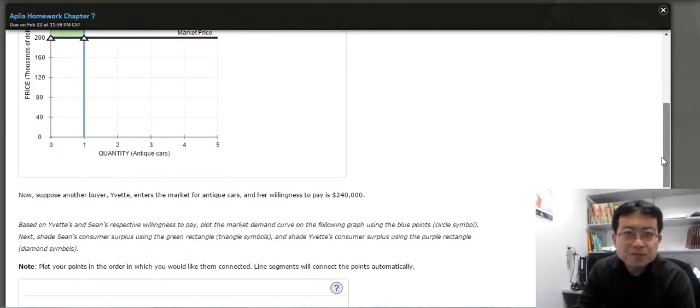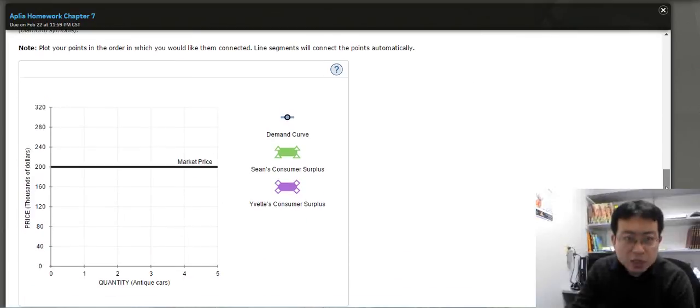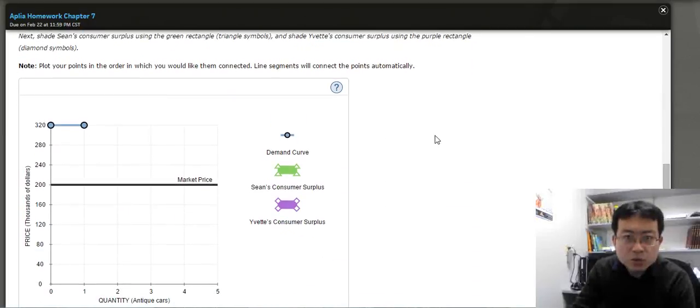Now, the second part of the question. Suppose another buyer enters the market for cars. Her willingness to pay is $240,000. So we're gonna draw our demand curve. Now, it will still be the same demand curve from the previous question, but we're adding one more consumer. So we go from Sean's first car at 720, and the second car will be at 240. Yes, 240 for the second one, so 240 right here. And then also for only one car.